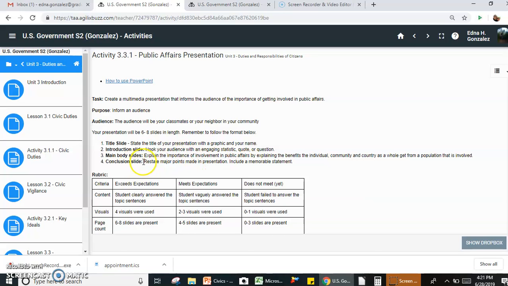And then you're going to have a conclusion slide. You're going to restate major points that are made in the presentation and include a memorable statement. And again, we'll take a look at an example presentation here in a minute.